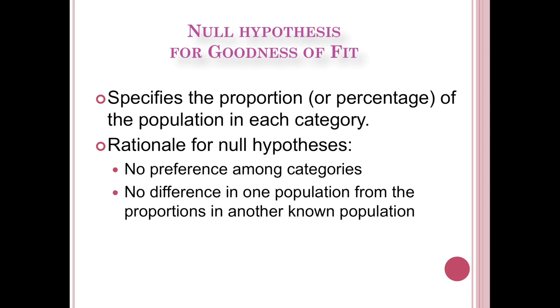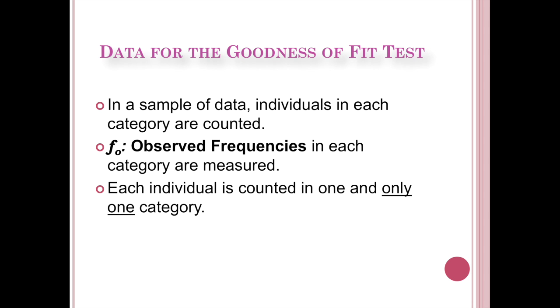So the null hypothesis, and again, there's a couple different types of chi-square analysis. We're going to look at the chi-square goodness of fit first. It specifies the proportion or percentage of the population in each category. The null hypothesis would say something like, well, there's no preference among the categories, or there's no difference in one population from the proportion in a different population. And again, we're going to rely more on frequency.